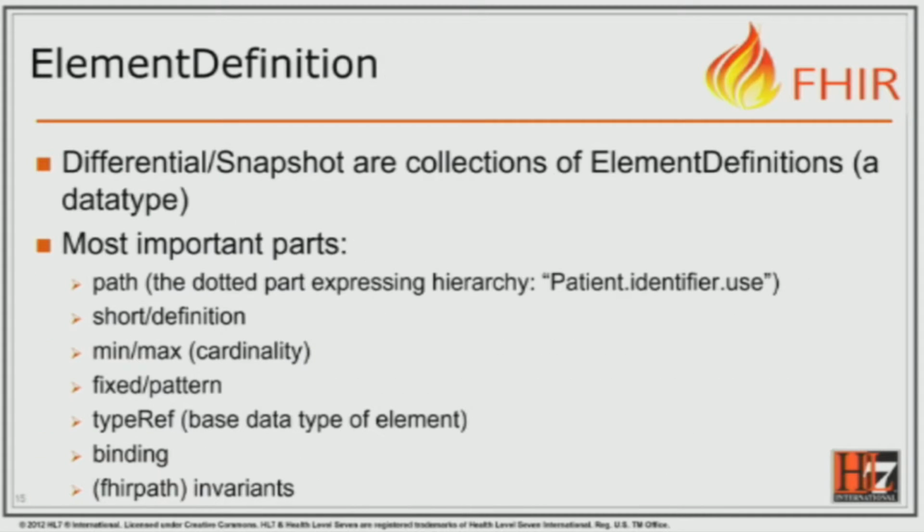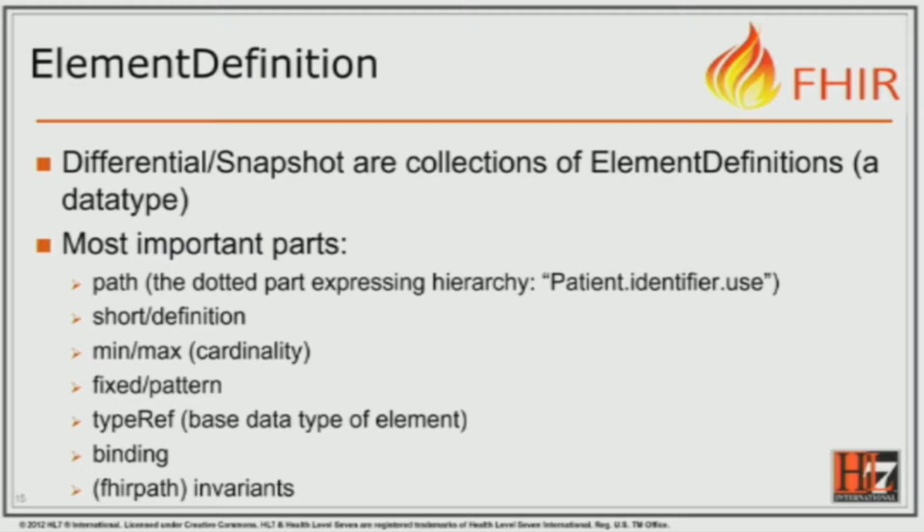All right. So that's snapshots, that's differentials and snapshots. All of them are lists of a data type called element definition. And so element definition is the core of structure definition, because structure definition is just metadata plus lists of element definitions. And element definition is a data type, and the data type has a lot of elements.